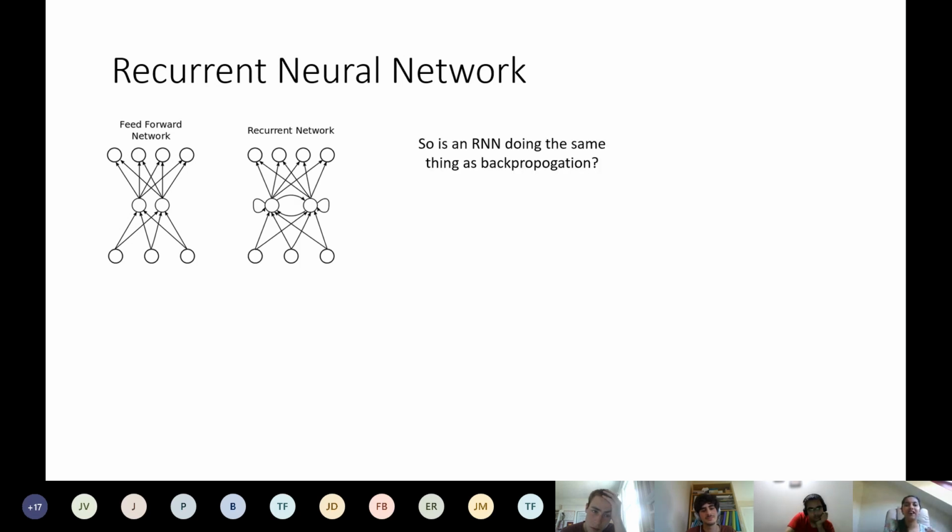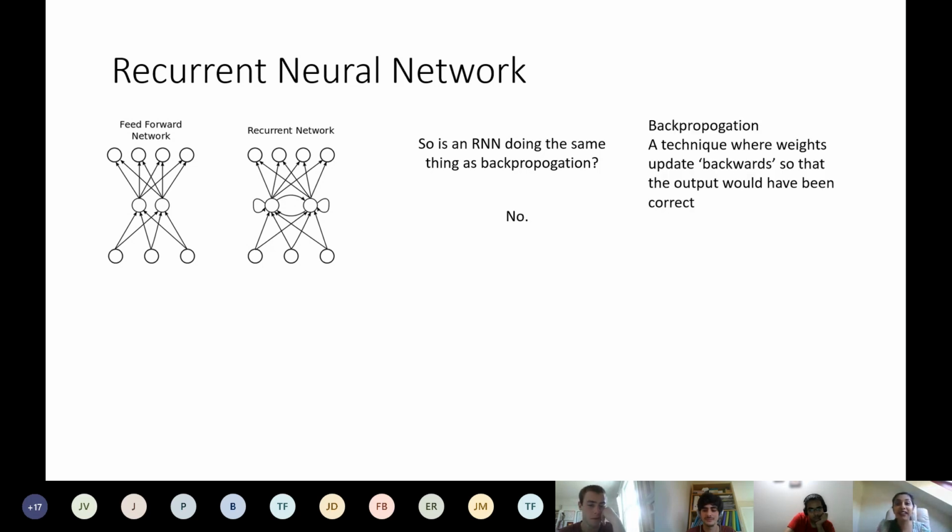But you might be asking, is an RNN doing the same thing as backpropagation? I mean, backpropagation links the earlier layers to the oncoming layers. That's just not the case. Unfortunately, they're describing two entirely different entities. Backpropagation is a technique where weights will update backwards. So you will get an output, and the output was incorrect by a certain margin, let's say. So your weights will update from your layers closest to the output all the way backwards in a way that would have led to the correct output. Whereas a recurrent neural network looks a lot more like this.